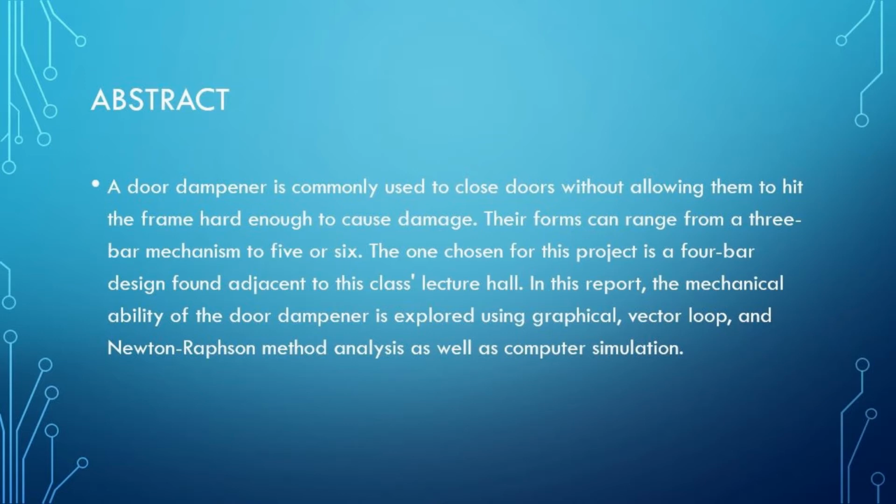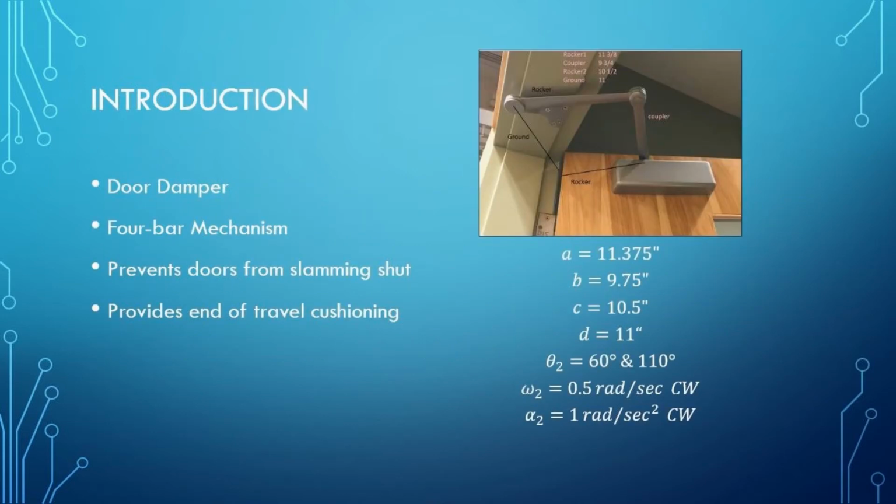In this report, the mechanical ability of the door dampener is explored using graphical, vector loop, and Newton-Raphson method analysis, as well as computer simulation. The door dampener had leg lengths of 11.375 inches, 9.75 inches, 10.5 inches, and 11 inches. And we use 60 degrees and 110 degrees for theta 2, and our assumed angular velocity is 0.5 radians a second, and angular acceleration is 1 radian per second squared.